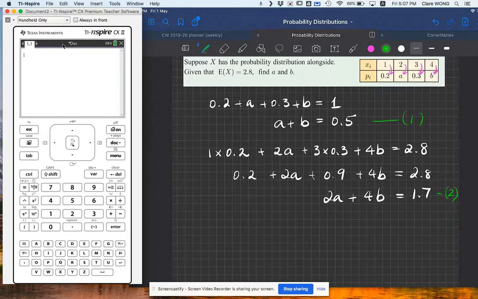At this stage, if you are really confident with your algebra skills, of course, you can solve it by hand. But you really should also know how to use the GDC to solve this. Now we have two equations here. We have one saying that a plus b is equal to 0.5. The other one is 2a plus 4b is equal to 1.7. So we have two of these.